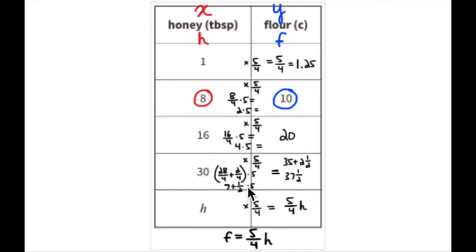Now the 7 plus 1/2, realize that this is inside these parentheses right here. And you have to have that inside parentheses to do this problem. And so then you take the 5. 5 times 7 is 35. 5 times 1/2 is 2 1/2. Add them together, you get 37 1/2. And finally, the units of flour is 5/4 the units of honey. So flour, this column, is equal to 5/4 the amount of honey that you're given. So flour is equal to 5/4 honey.